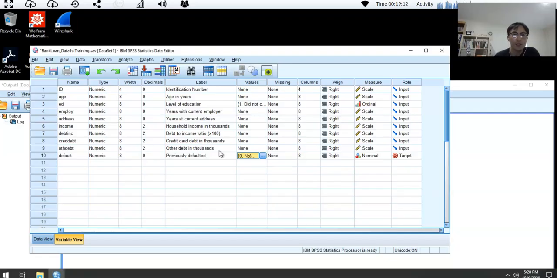Okay, so I'm interested in these variables like age, education, and then income. Income variable, three variables here, and then possibly so that I can show you this nominal variable, then default. But I'm more interested in this age, education, and then income variable in this data set. And then I'm going to show you how to analyze these three variables into frequencies.